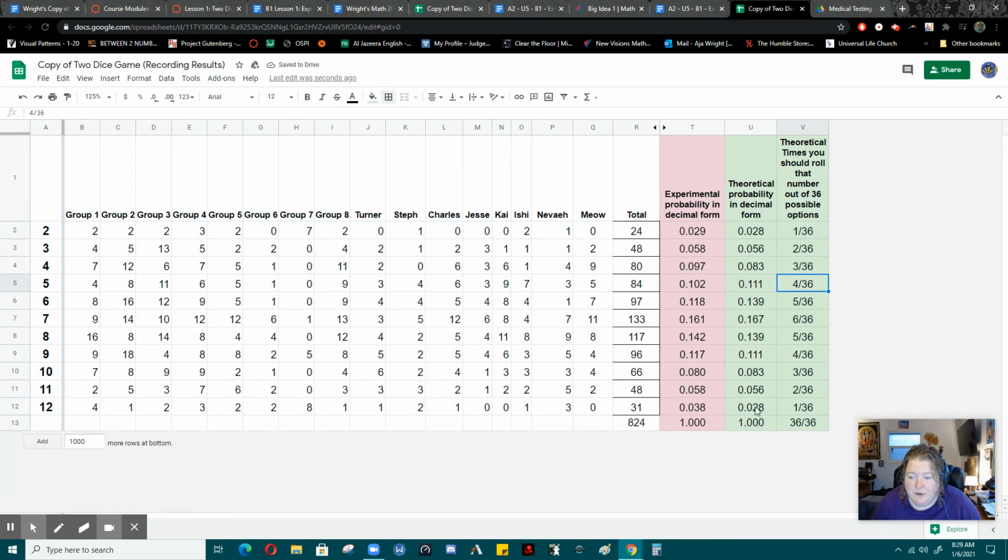824 times. And if you look, our experimental still doesn't perfectly match the theoretical, but it's a lot closer, 0.029 and 0.028. These are kind of a little far apart, but not too far apart. That's like 10% and 8%, right? If you're thinking about these as percents, there's like, here's 12% and 14%. So basically, the more trials you do, the closer your experimental data will come to your theoretical probability.